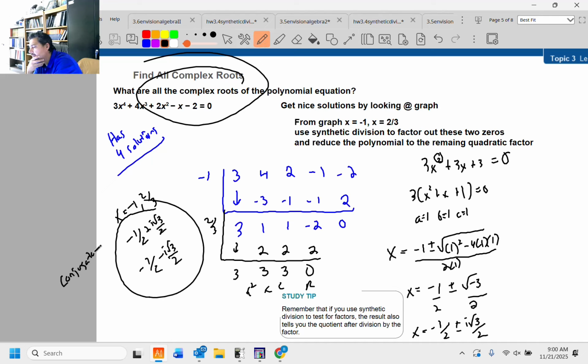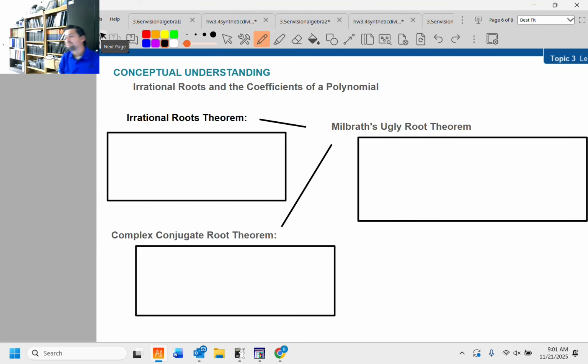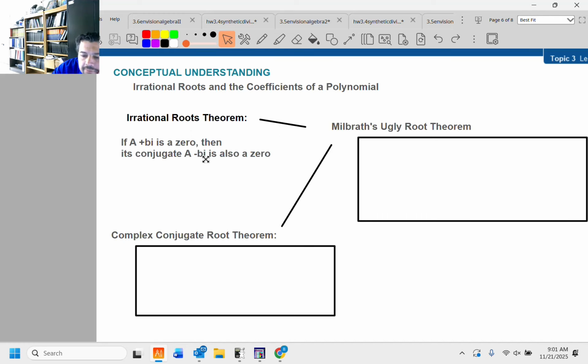That's a big word. You'll notice that the imaginary things always happen in conjugate pairs, but real numbers, it doesn't work that way. So that brings us up to the next thing. Irrational roots and the coefficients of a polynomial. We have what's called the irrational roots theorem. If a plus bi is a 0, then its conjugate a minus bi is also a 0. You have the complex conjugate root theorem.